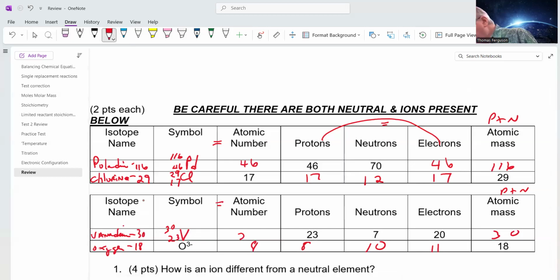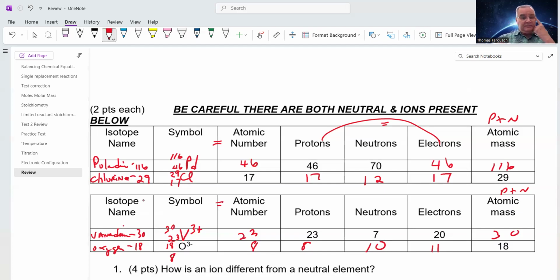Atomic number is 23, same as protons. What's the charge? Plus 3, because we have 3 more protons than electrons. And then oxygen is going to be 8 and 18. So that's the chart. Yours is going to be similar to this, with both ions and neutral.